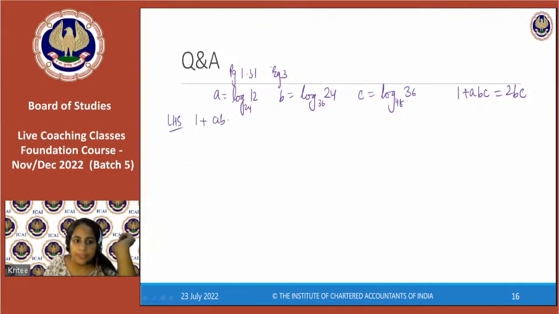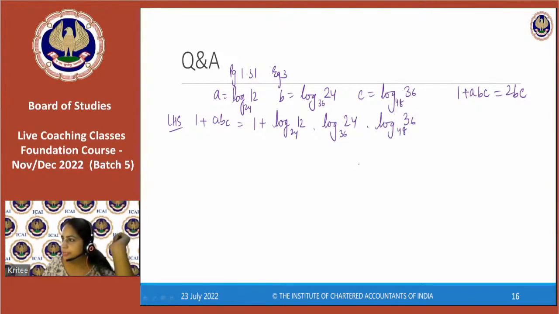LHS is 1 plus ABC. Everybody please see here. 1 plus log 12 to the base 24 into log 24 to the base 36 into log 36 to the base 48. If you remember the changing the base concept: if I have log A to the base B and I want to change it to a common base, I say log A to the base C divided by log B to the base C.